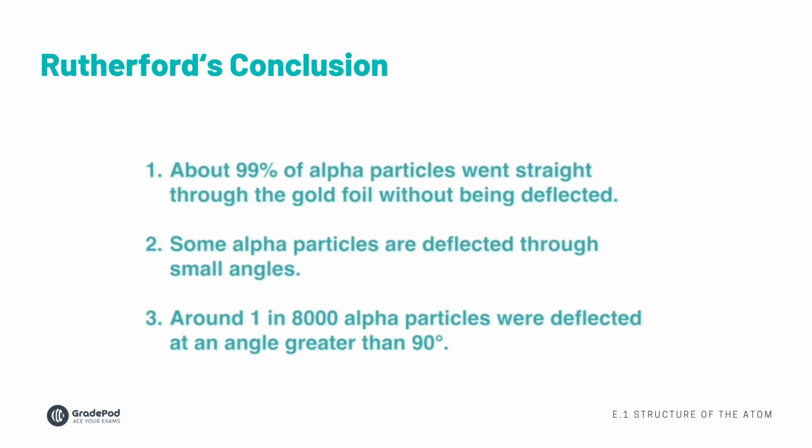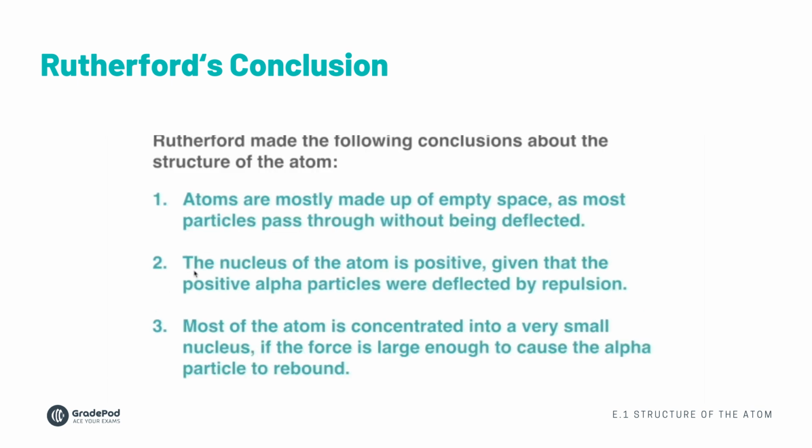The second observation was that some alpha particles are deflected through small angles. So his conclusion about the atom based on that was the nucleus of the atom is positive, given that the positive alpha particles were deflected by repulsion. So already we're building up a picture of what this atom looks like. We know that it's mostly empty space and that the nucleus, the centre of the atom, is positive.